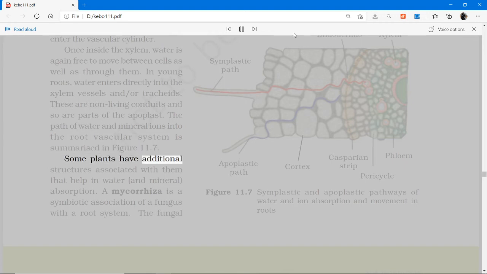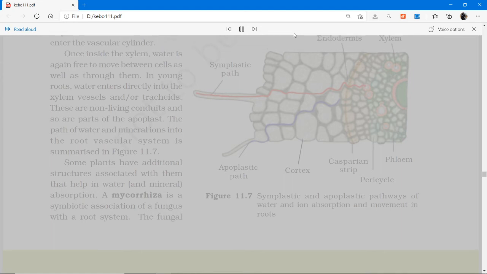Some plants have additional structures associated with them that help in water and mineral absorption. A mycorrhiza is a symbiotic association of a fungus with a root system. Figure 11.7: Symplastic and apoplastic pathways of water and ion absorption and movement in roots, showing the pericycle, Casparian strip, phloem, apoplastic path, symplastic path, endodermis, xylem, and cortex.